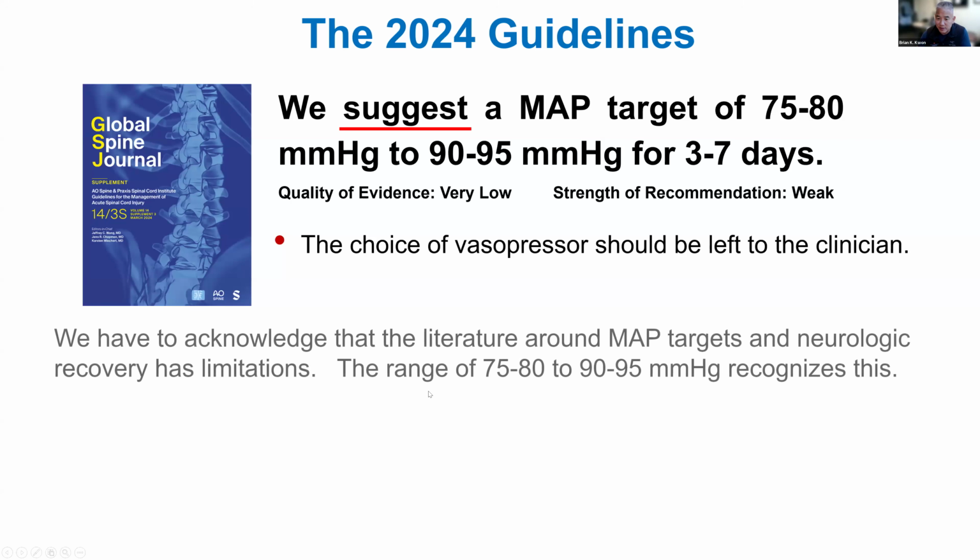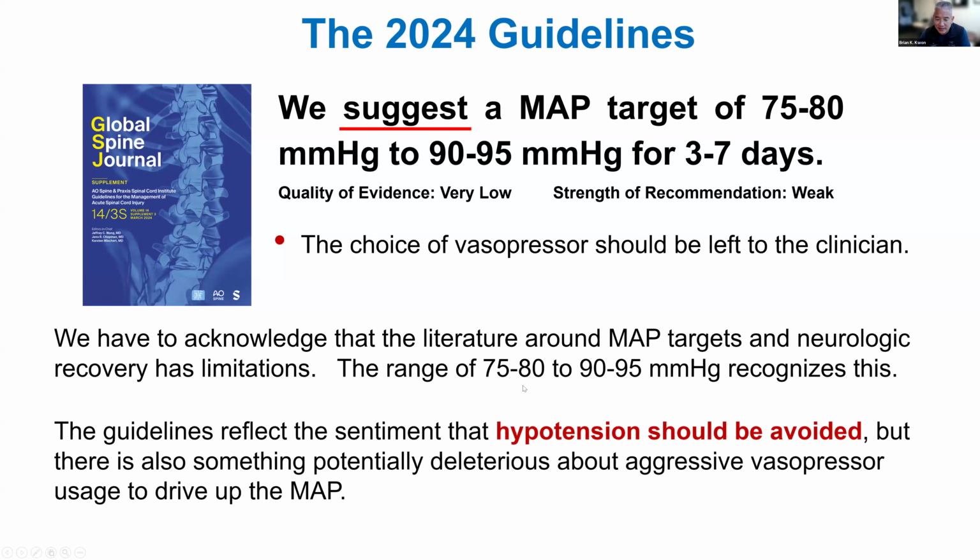Now, I want to address a very important point: we have to acknowledge that the literature itself around the MAP targets has its limitations, and to some extent, putting in this range recognizes that. And the guidelines do reflect the sentiment that, above all, hypotension should probably be avoided, but that there's something potentially deleterious as well about aggressively pushing the MAP way up beyond 95 millimeters of mercury, either from the systemic effects of vasopressors or potentially even for the cord itself.